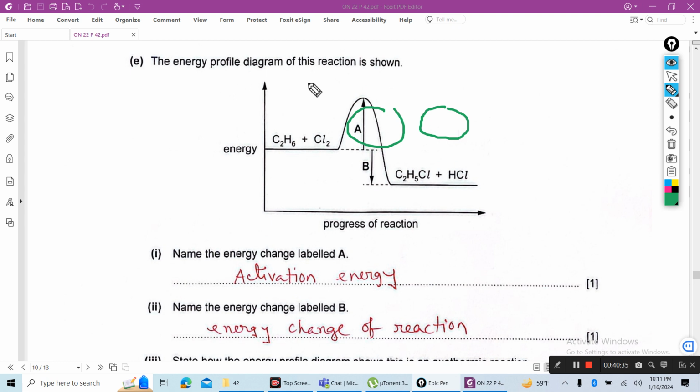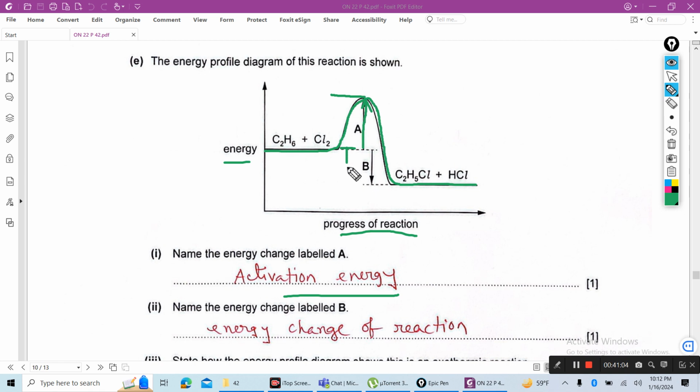The energy profile diagram of this reaction is given. Energy, progress of reaction. This is an exothermic reaction. This is activation energy. The distance from reactant to the peak of the curve is known as activation energy, A. Name of B: the energy difference between reactant and product is known as the enthalpy of the reaction. Energy change of reaction, this is known as delta H.